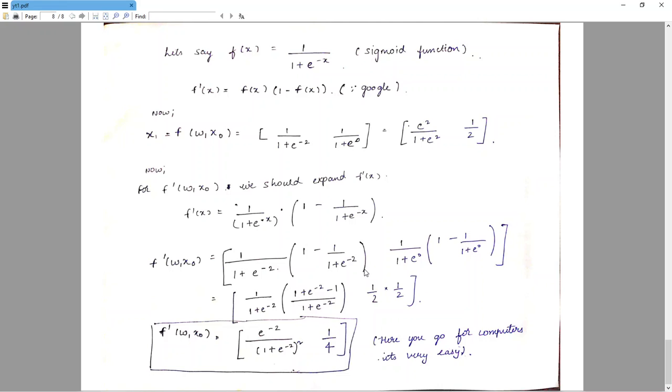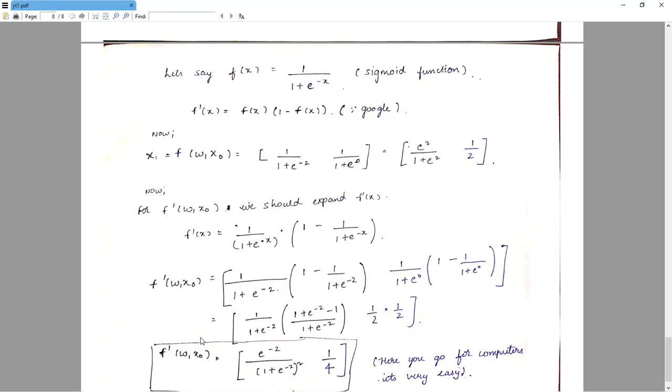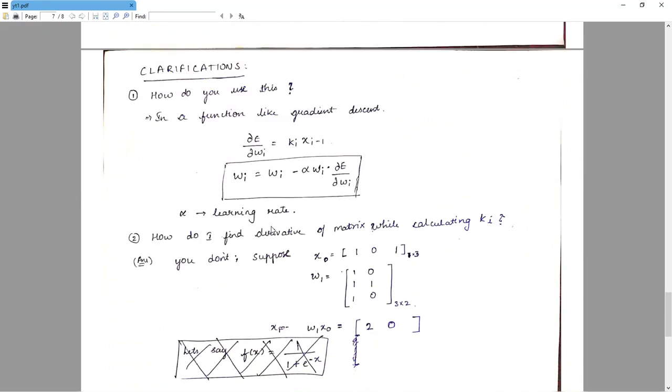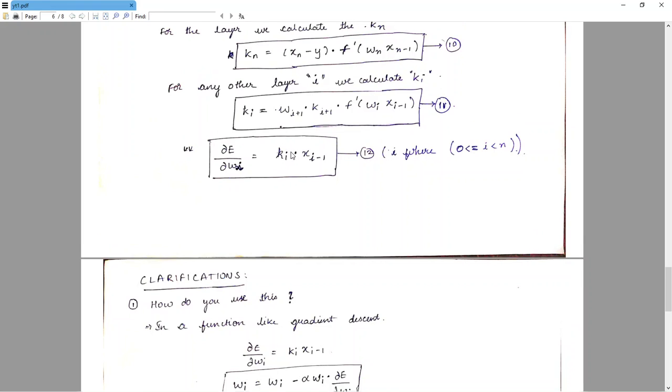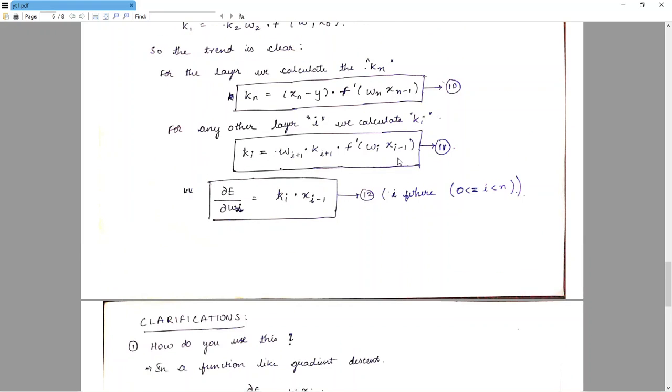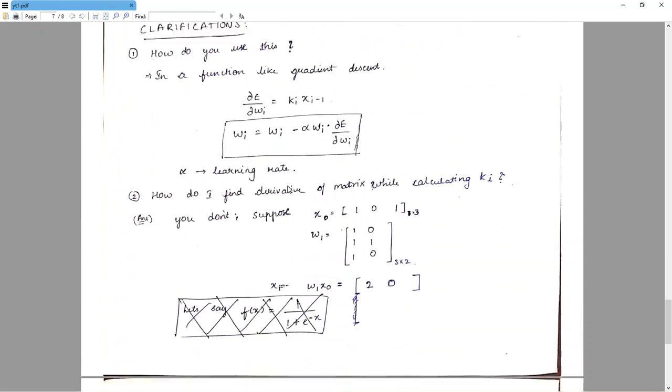That's it for this video. Now you got how to calculate f dash x and f of x, and you know how to calculate the error, and you know how to calculate the k. These are the very important equations. You just need to calculate kn and f dash n, and then you'll get ki for any layer, anything you want, until k is 0. And that's the end of the video.